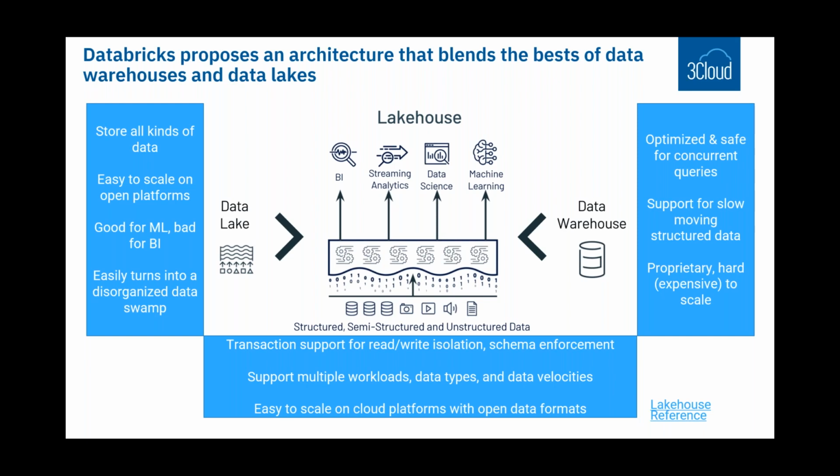And they've taken some of the things from a traditional data warehouse: concurrent querying, optimization for those queries, and better controls for BI. They've added transaction support and schema enforcement. As I said, you can have all these different types of workloads and data types, streaming and batch, and support a number of different things from this one type of data, with Delta as the standard storage format.